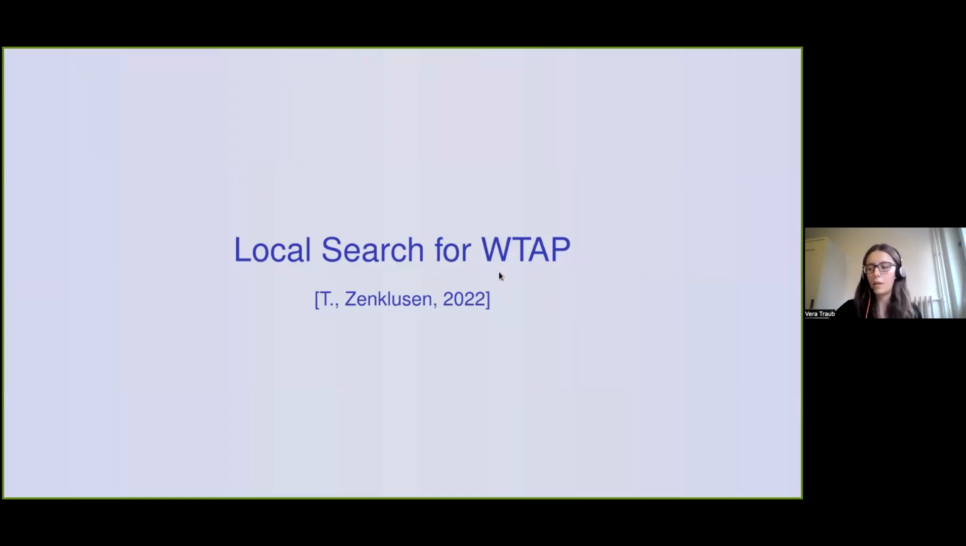So this was just a rough overview of how the analysis works. And now I would like to use the remaining minutes to say a few words about how we can improve this relative greedy algorithm to obtain a 3/2 plus epsilon approximation, which is again joint work with Rickert and Clusen.